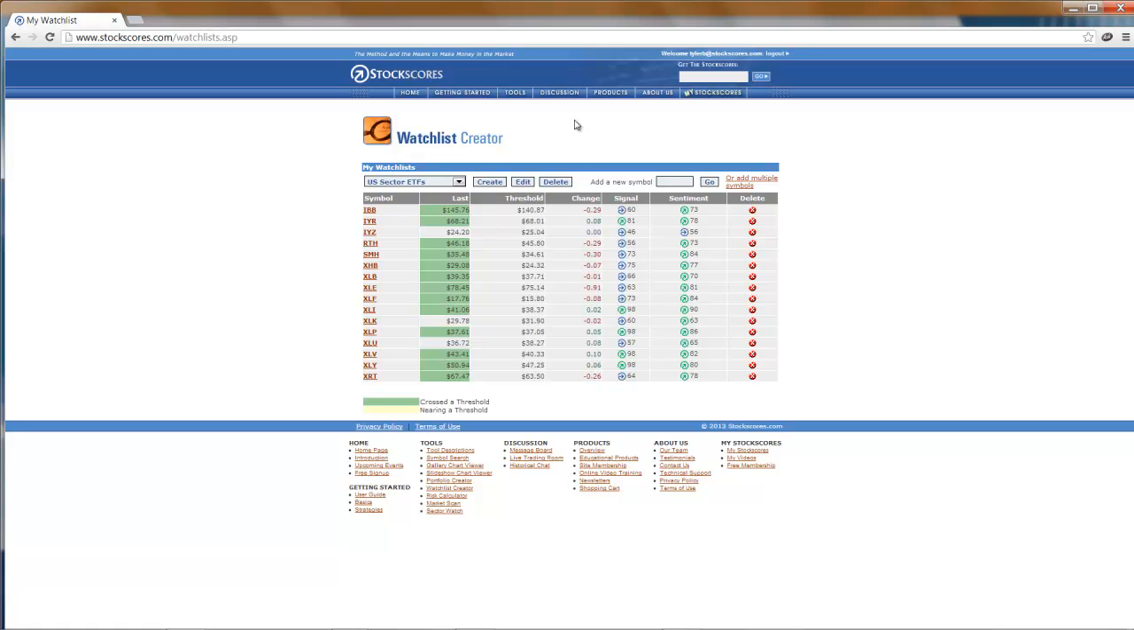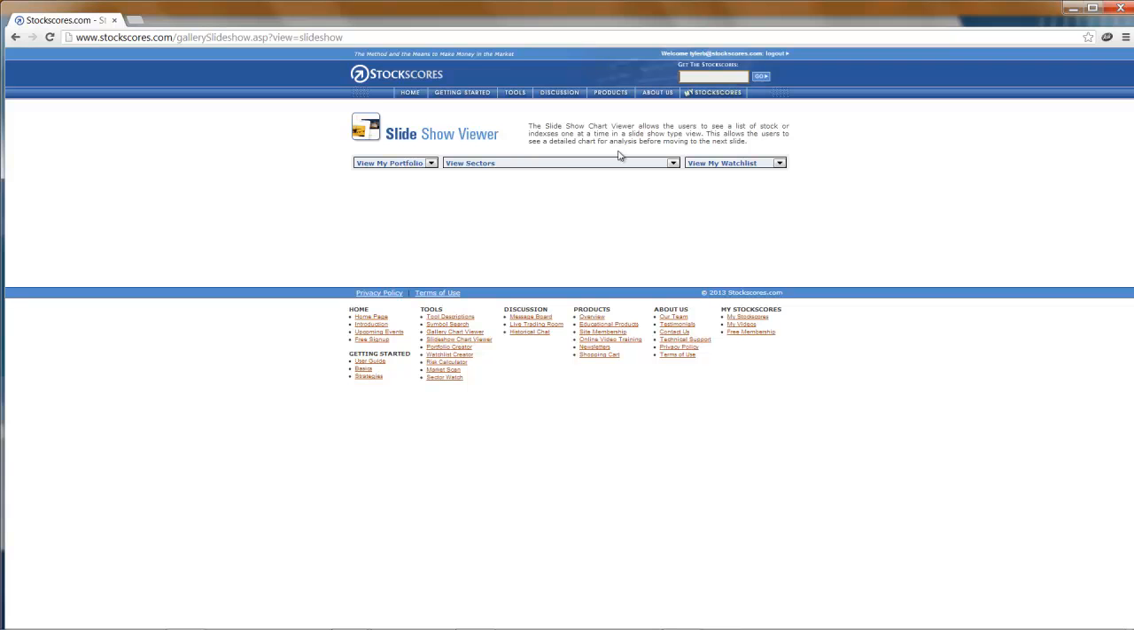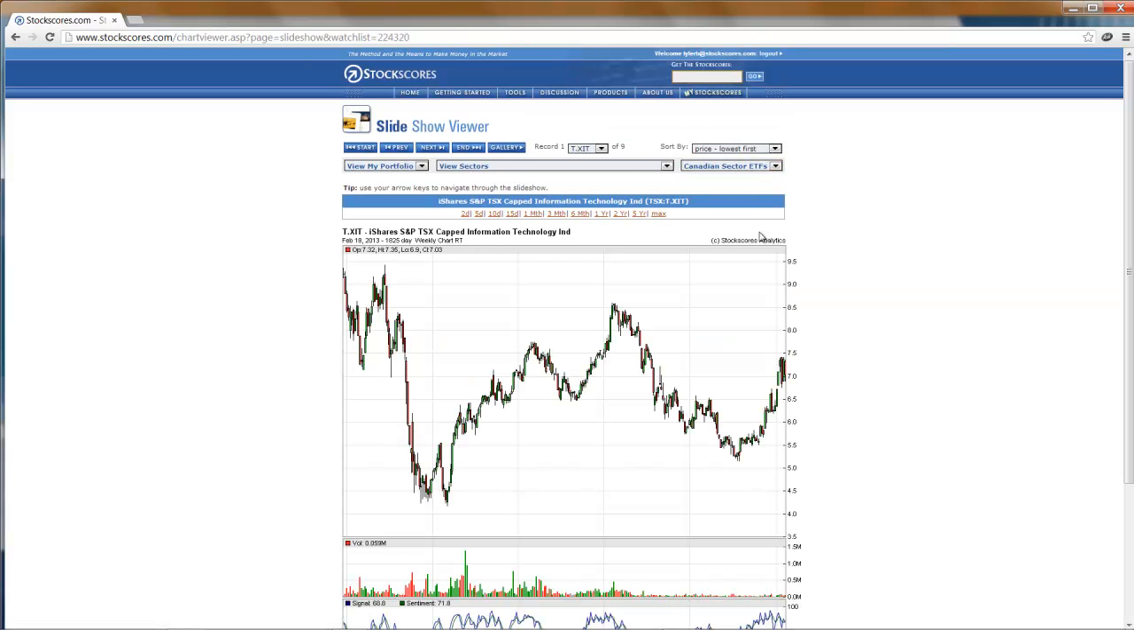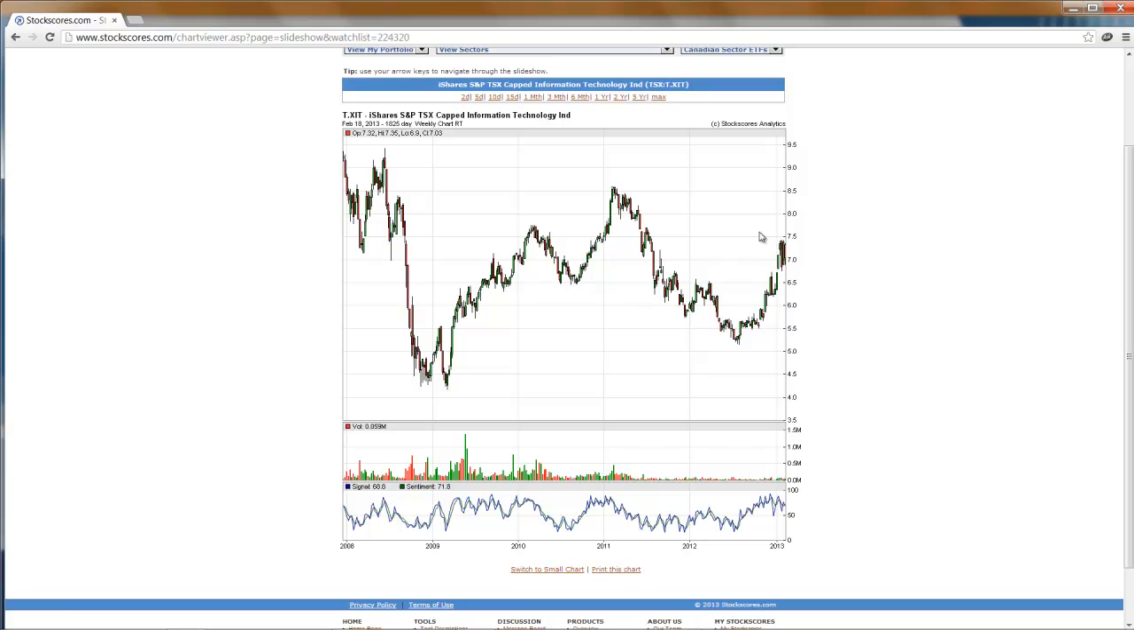All right, so once you've created that watch list, you then want to use this slideshow chart viewer tool to select the watch list that you've created. So we're going to start today with the Canadian sector ETFs. I'm going to select that. And I'm going to go through a slideshow of these charts. And this is where it comes down to what you want to look for in a chart. Now remember, this is a longer term view. These are 5-year weekly charts. So we really want to look for breaks of trend or breaks from low volatility.